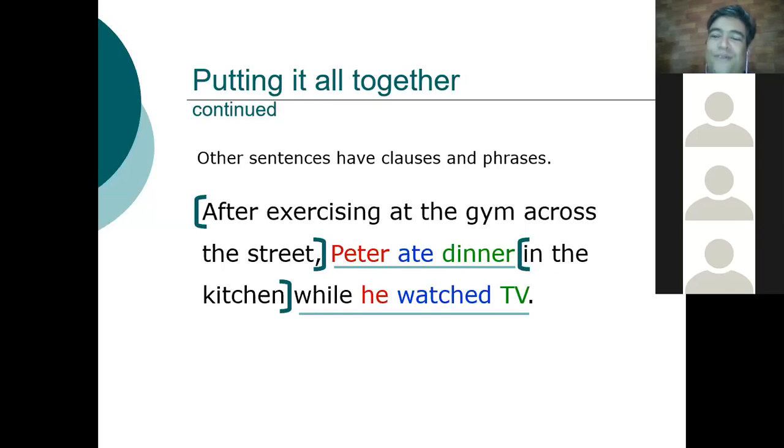Como un adverbio de lugar. Adverbio de lugar. Ajá, y en este caso, ¿a qué adverbio se estaría refiriendo? Lugar. Where. ¿Dónde? Where. While he watched TV.